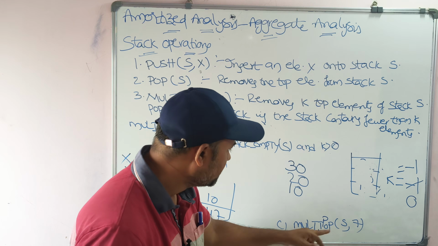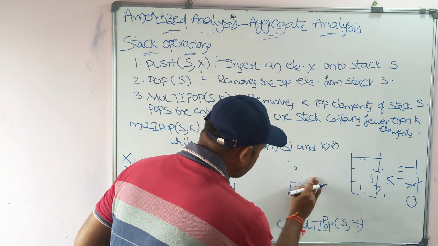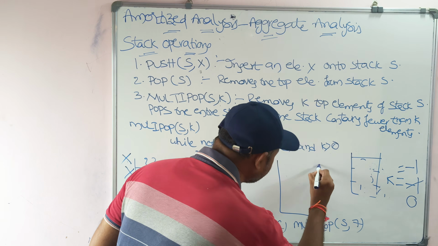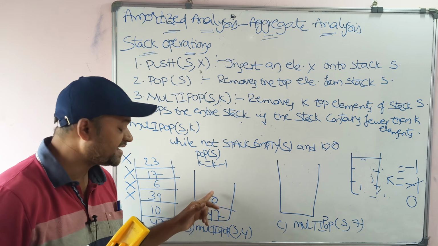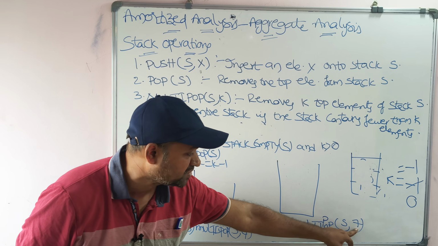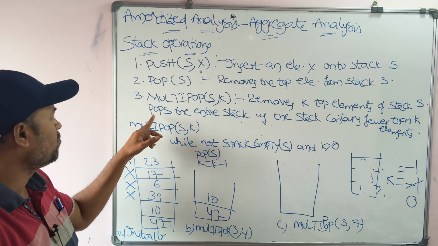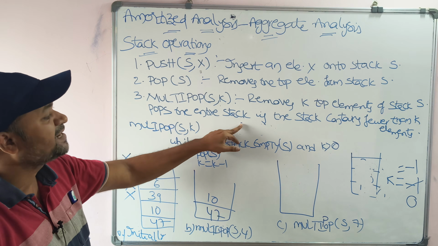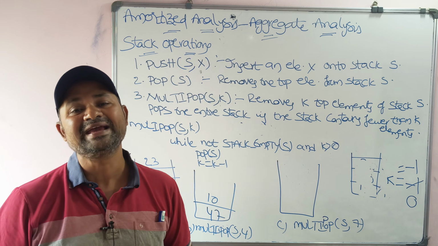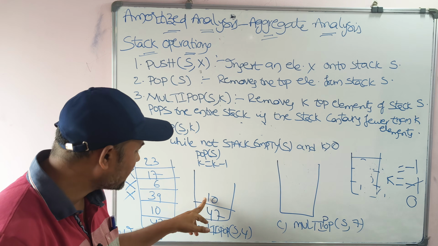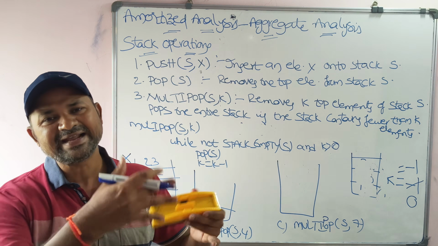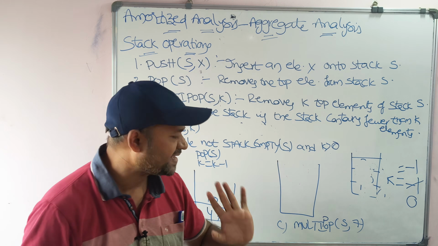Next, multi-pop of S comma 7. What is the output now? Here the stack does not contain 7 elements; it contains only 2 elements. But we are performing 7 pop operations. So what will happen is it pops the entire stack if the stack contains fewer than k elements. Here the stack contains only 2 elements, which is less than 7, so the entire stack will be popped. Now the stack is empty.